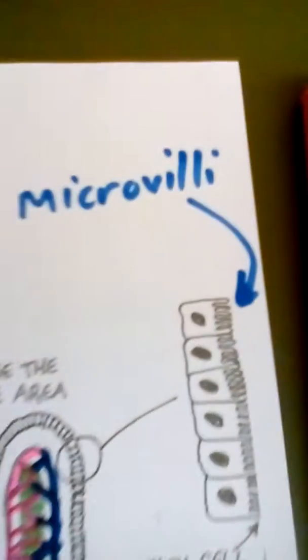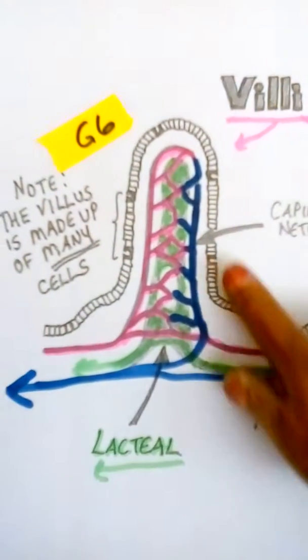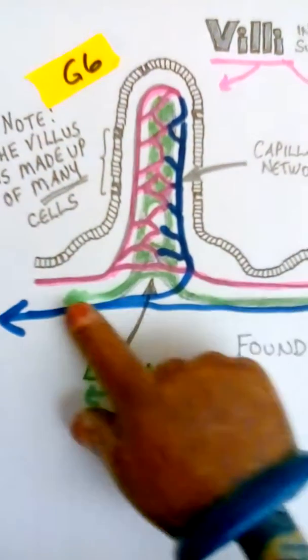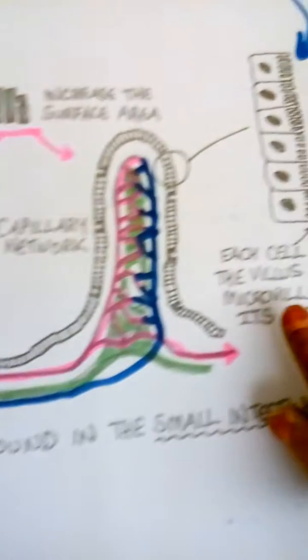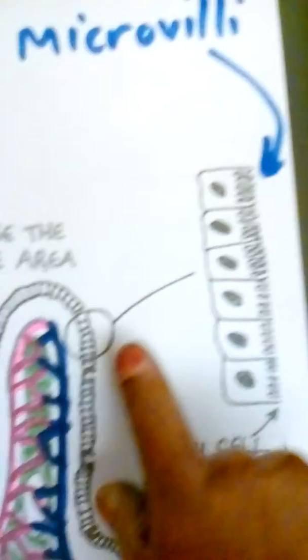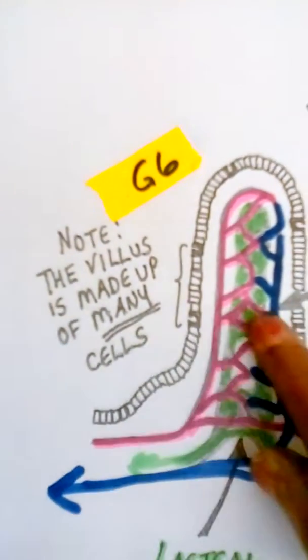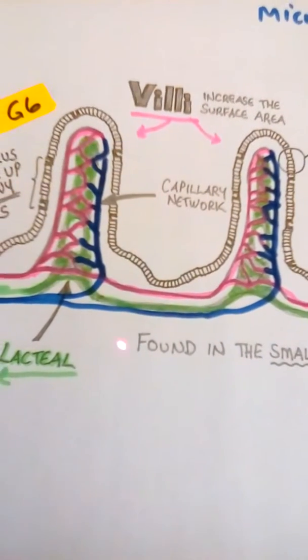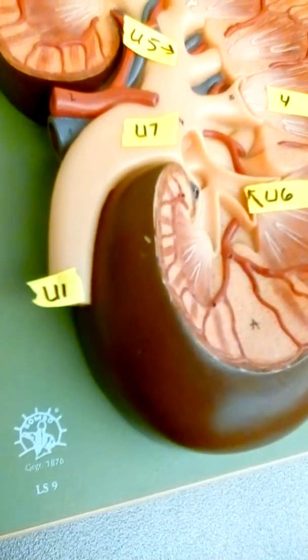Here's another villus, and the green thing is the lacteal turning into the lymphatic vessel here. Each cell in the villus has microvilli on it. The microvilli add surface area for absorption. So a villus is made up of many cells, including these surface cells here and some goblet cells that make mucus here and there. This is the ureter here, ureter.